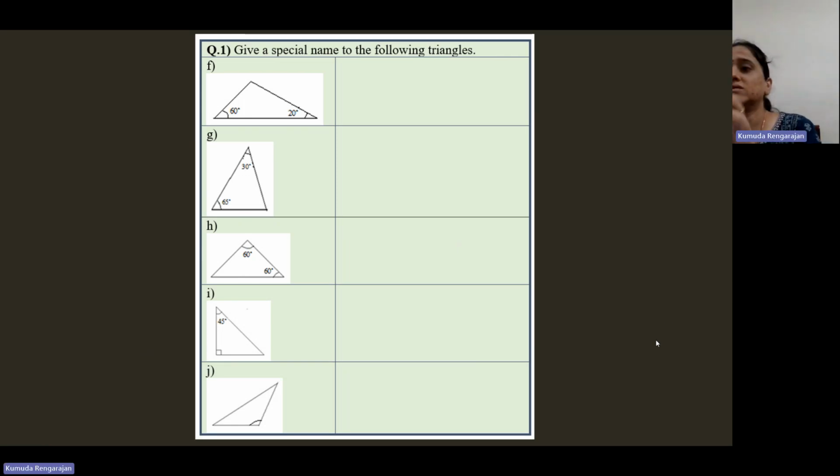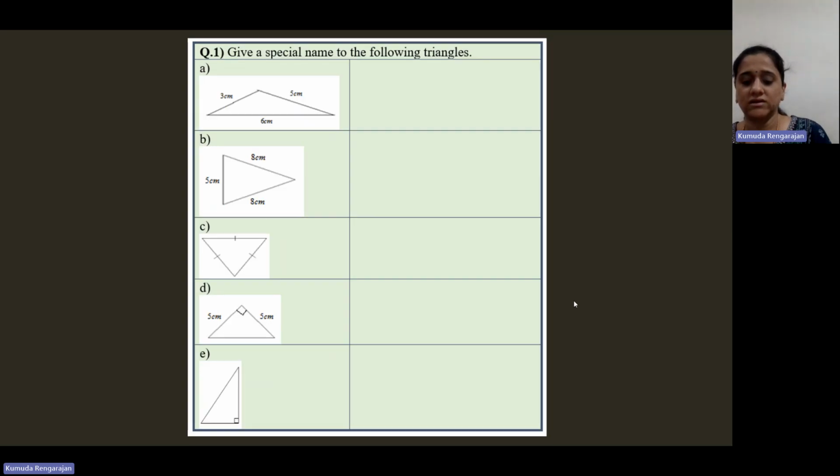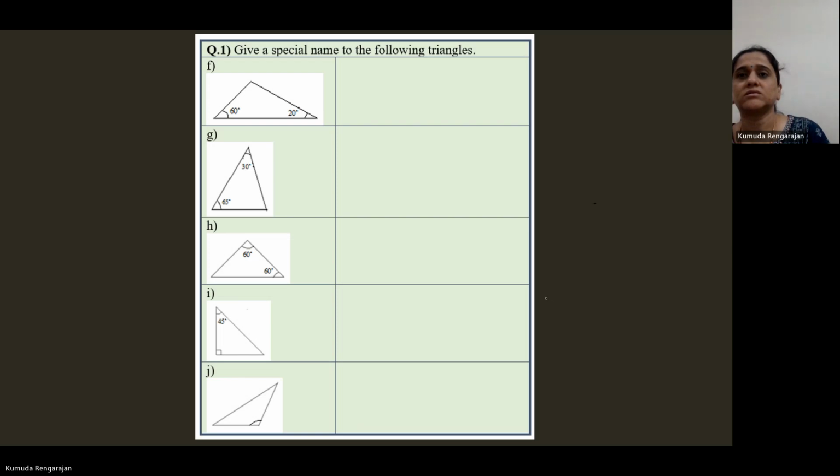Leave some place to complete this. I'll send these images. You can do it in your classwork later. Okay, so you know how much to leave. We'll have to draw the figures and write the names of the triangles alongside.